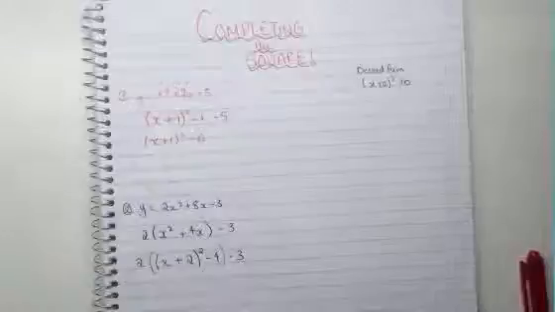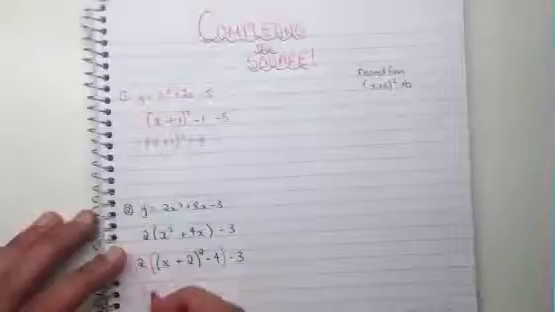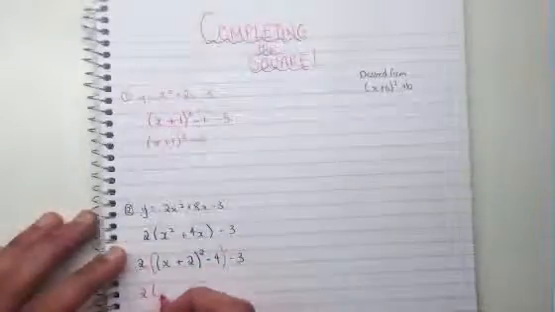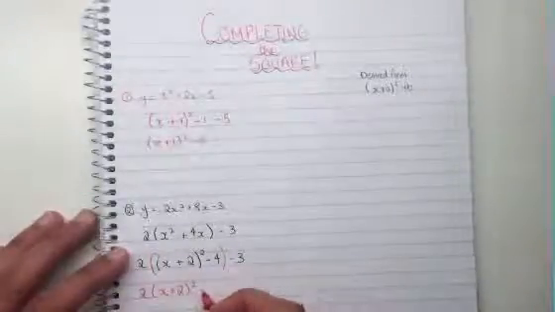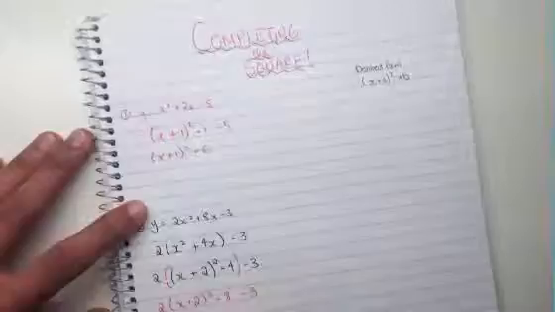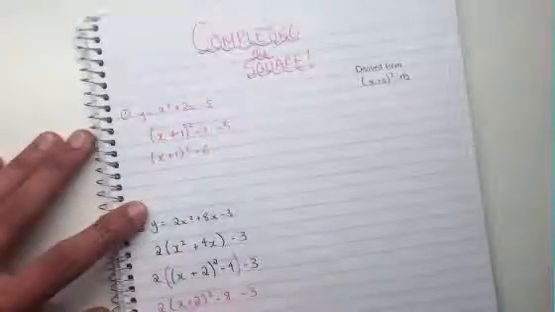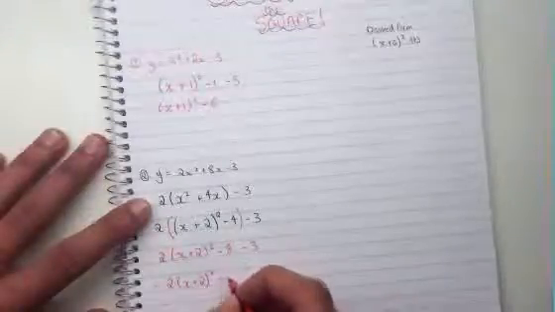Okay, now all we do is multiply out the red bracket by 2. So we do 2 times x plus 2 squared. 2 times minus 4 is minus 8. And we bring down the 3, which is minus 3. All we do now is simplify it. So again, we write 2 times x plus 2 squared, minus 8 minus 3 is minus 11, and that's your final answer.